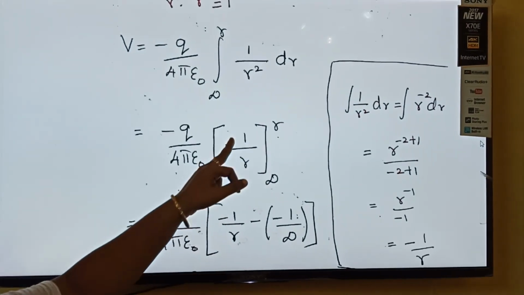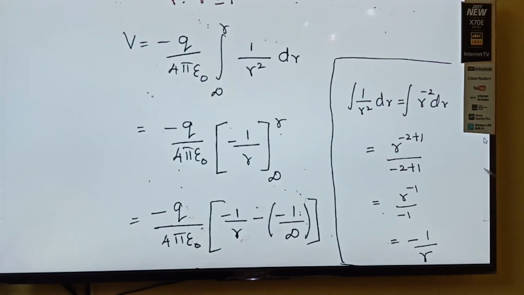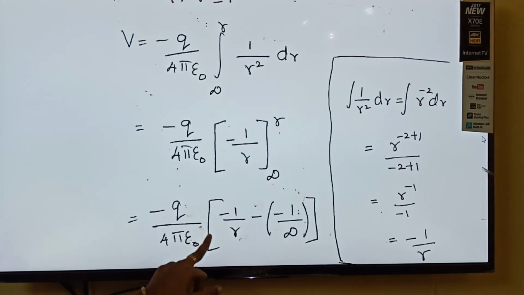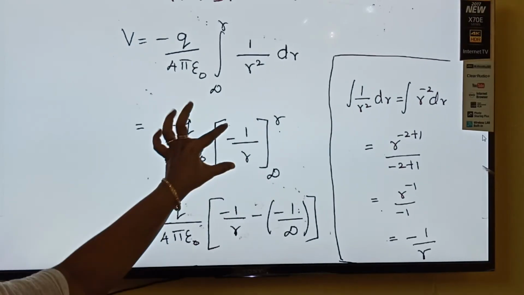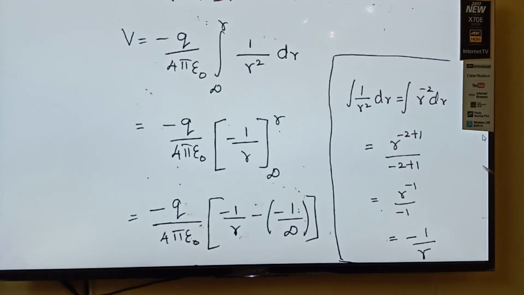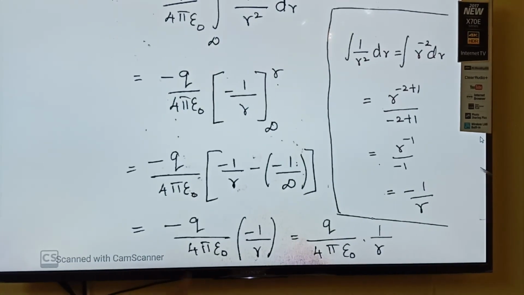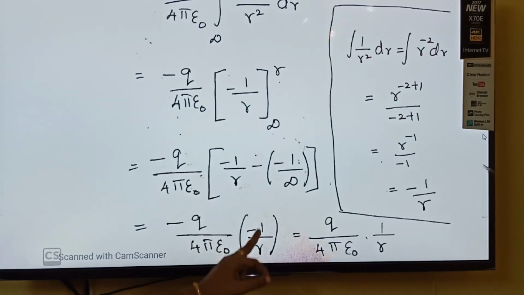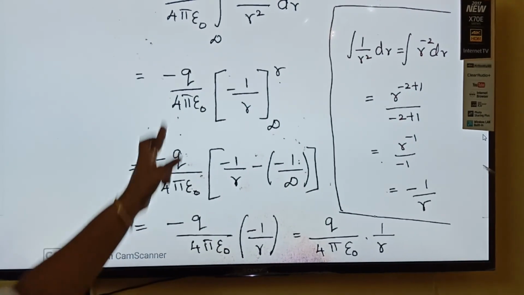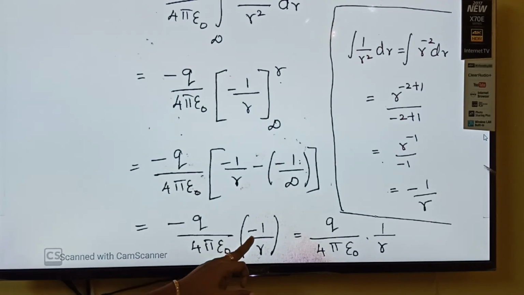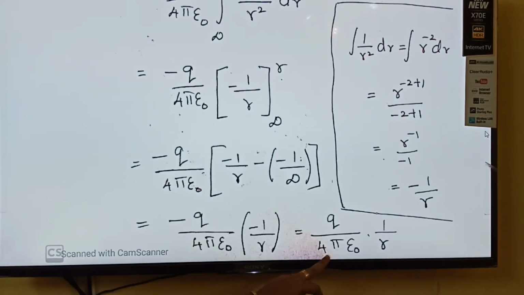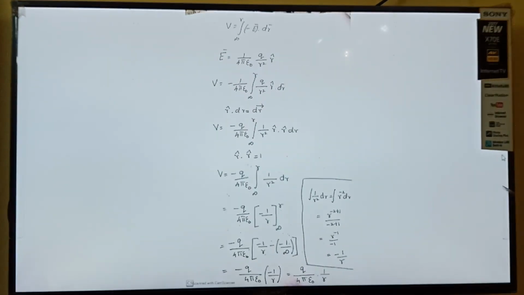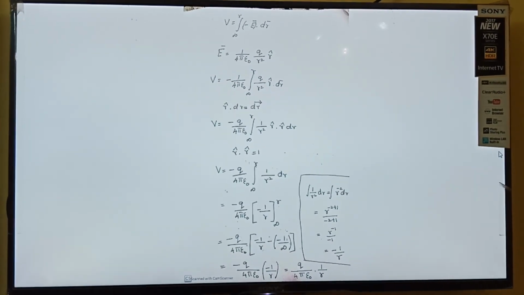Now apply the limits: upper limit minus lower limit. The upper limit gives minus 1 by r, minus the lower limit, which is 1 by infinity. This becomes 0, and so we get only minus 1 by r. We already have a minus sign outside, so when we multiply this we get Q by 4 pi epsilon naught into 1 by r. So this gives the equation for electric potential due to a point charge.